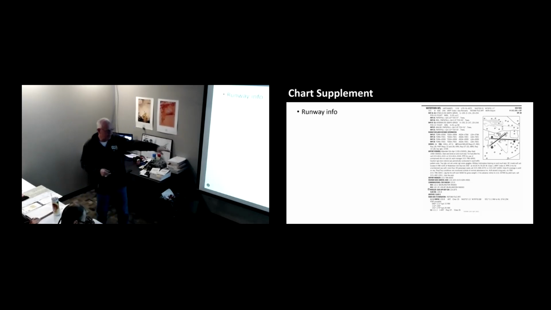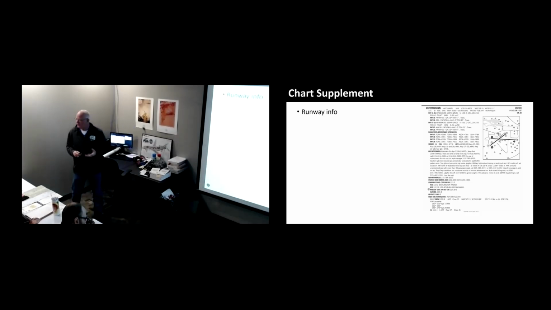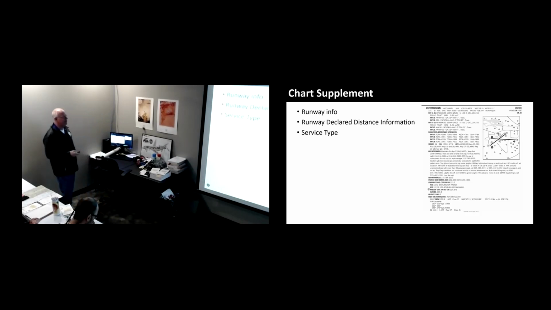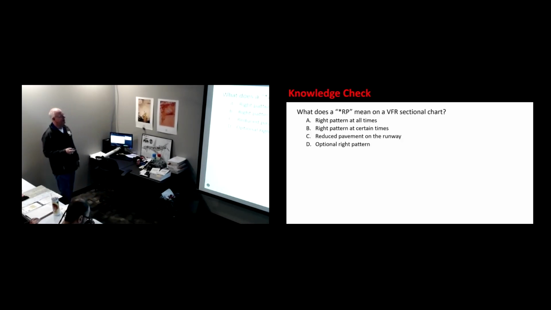And then the bottom starts to talk about your communications frequencies, navigational aids, and everything else associated with that airport. So every airport in the chart supplement can have that same format. Some may be much more compact because there's less information, but it's always going to be the same flow of information for every airport. Okay? All right, this is all stuff we talked about.